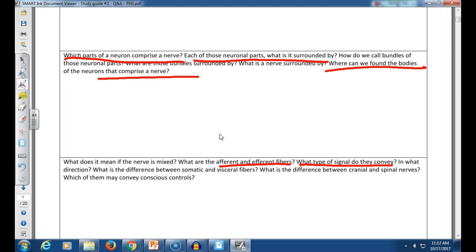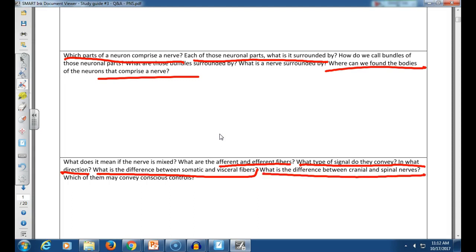If you have questions, if I go too fast, let me know. And if you have questions, interrupt me. Okay, please. In what direction to and from CNS? Difference between somatic, visceral. I'm kind of reciting it. It will help you, if you feel it all out, it will help you to learn.